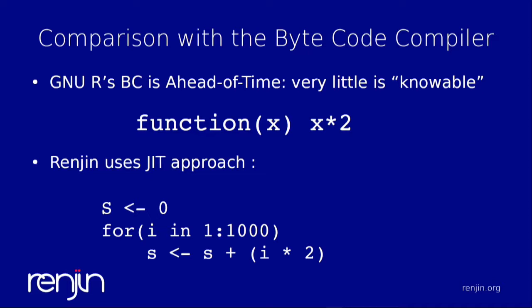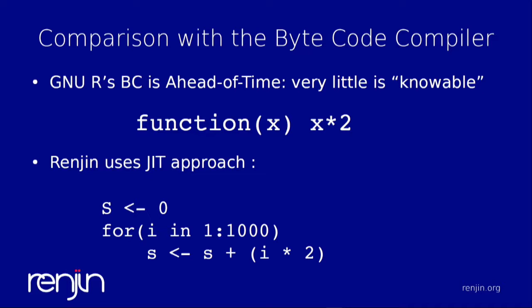So, I mean, this is typically what the bytecode compiler sees. It might see a function with x times 2, and that looks simple, but you have no idea what x is. X could be an S4 class, X could be a huge vector, it could be a small vector, it could be a double, it could be an integer. You have no way of knowing at that moment, if you just see that function, what's coming next. So there's some just built-in limitations.